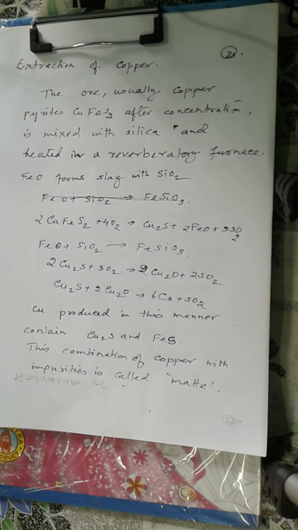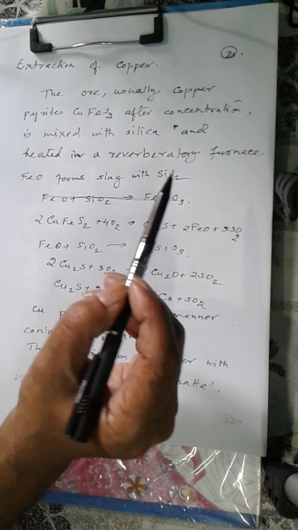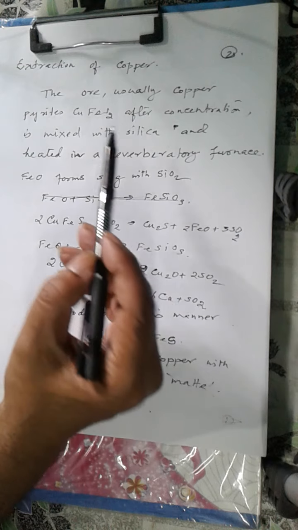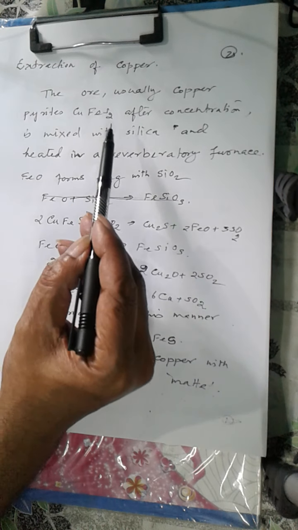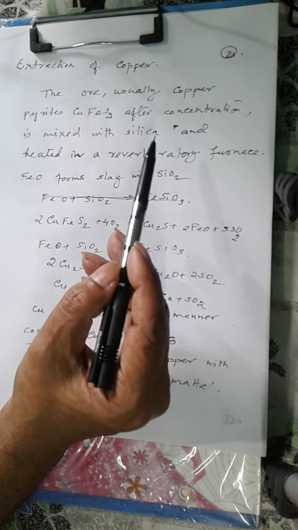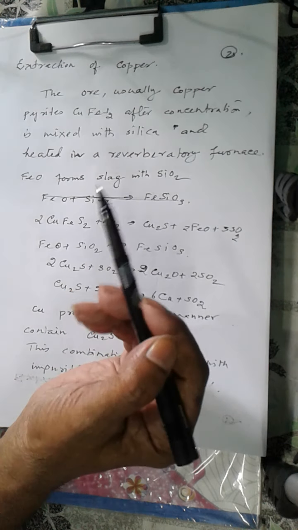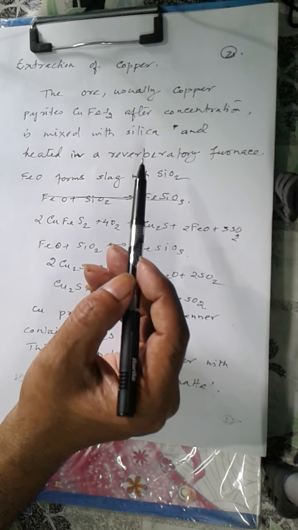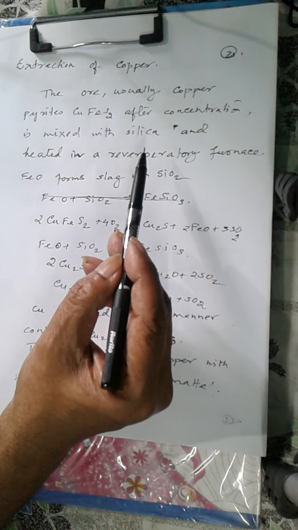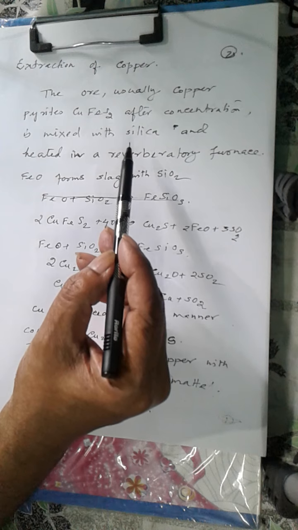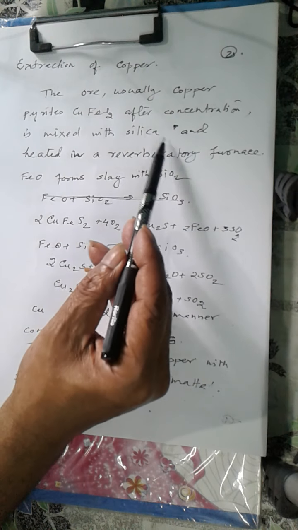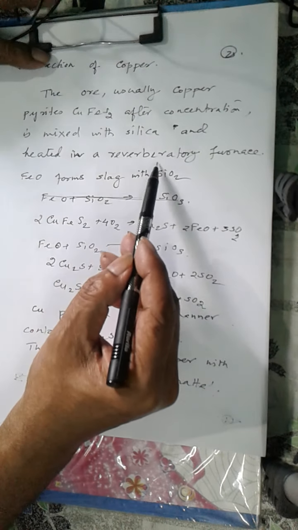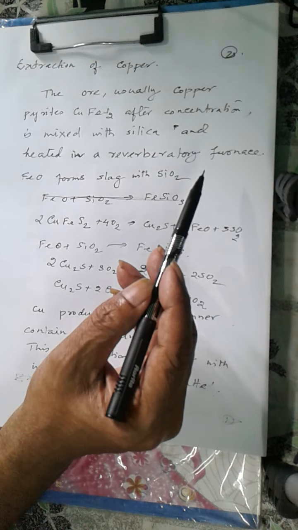Now coming to the extraction of copper. The usual ore used is copper pyrites, and this ore is concentrated by the flotation method, and again it is calcined and roasted, and after calcination and roasting, this ore is mixed with silica and heated in a reverberatory furnace, a particular type of furnace.